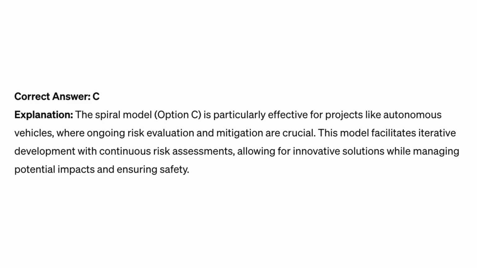Correct answer C. Explanation: the spiral model, option C, is particularly effective for projects like autonomous vehicles where ongoing risk evaluation and mitigation are crucial. This model facilitates iterative development with continuous risk assessments, allowing for innovative solutions while managing potential impacts and ensuring safety.